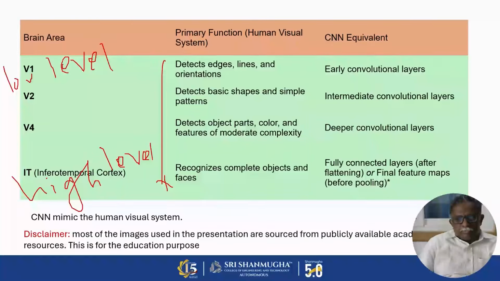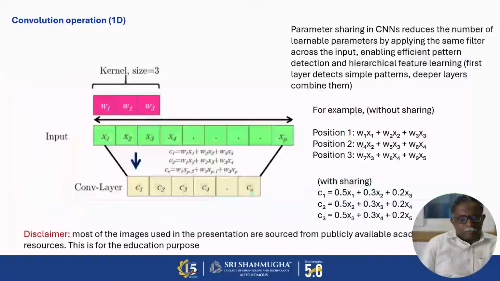That is the reason we have different convolution layers: initial convolution layers, intermediate convolution layers, and deep convolution layers to capture the different parts of the image, and finally it will be fed to the fully connected layers. When we do these kinds of operations, we don't need to depend on as many parameters as we have seen in the multi-layer perceptron.